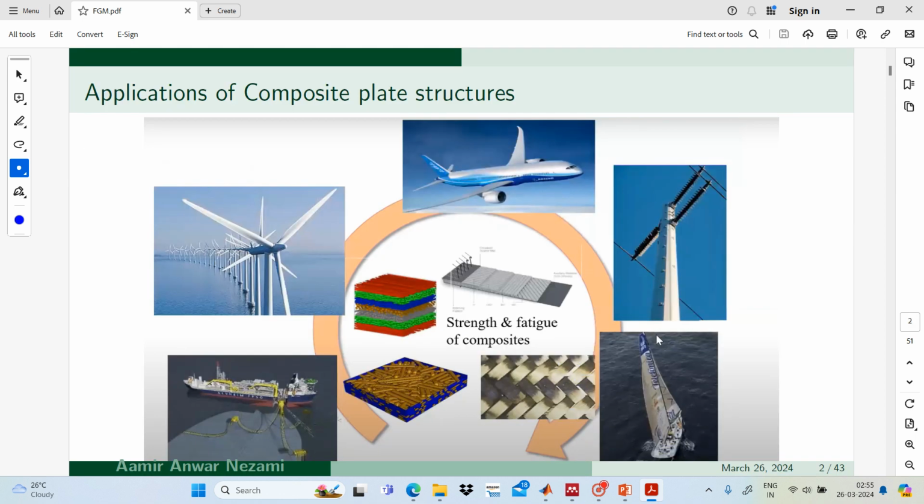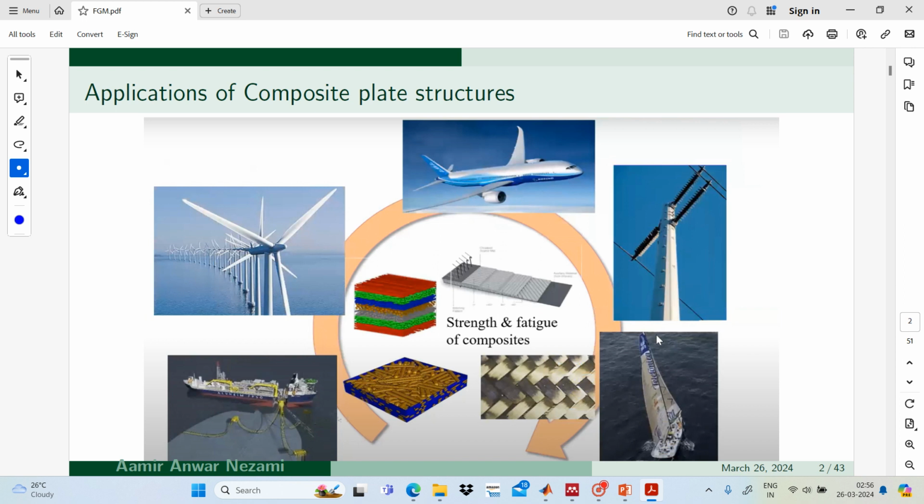So first of all, we will see that the composite plate structures have a lot of applications. Basically, we can see here that in the windmills, these are used, and in the aerostructures, in aeroplanes, we can see that the aeroplane is made up of composite plate structures. And then here we can see this electric pole that is also made of composite plates. Then here we can see the boat, sailing boat, and the ships. They are also made up of composite plates.